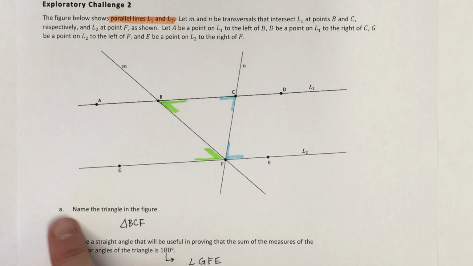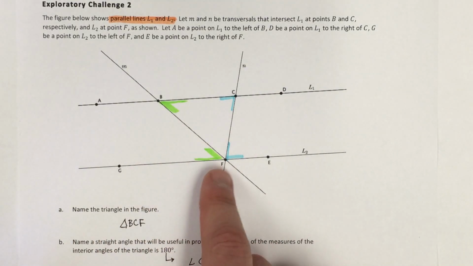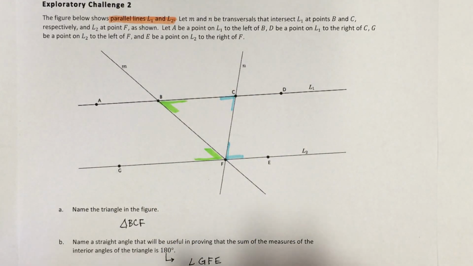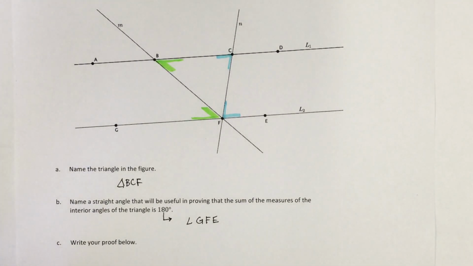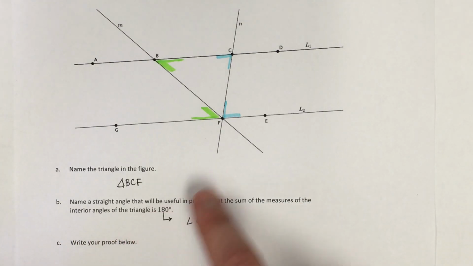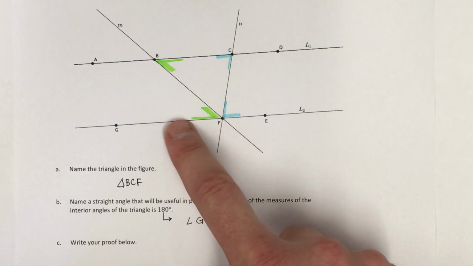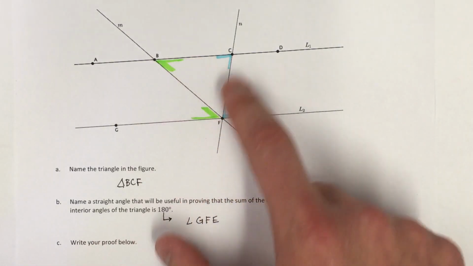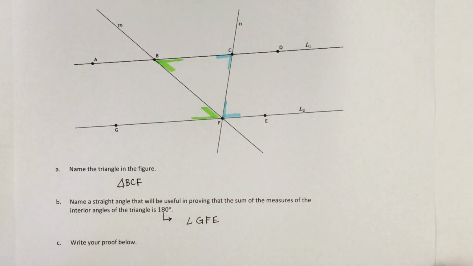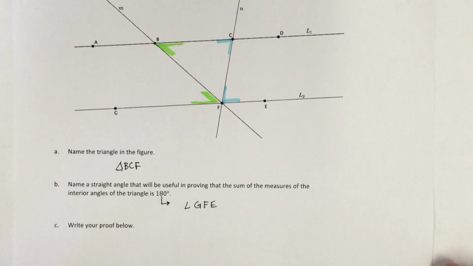Letter A says name the triangle. So I look at the triangle. The three vertices that make up the triangle are B, C, and F. The second question says state or name the straight angle that will be useful in proving the sum of the measures of the interior angles of the triangle is 180 degrees. So I want to use the bottom parallel line, which is line number 2, as opposed to the top parallel line, because it groups all three adjacent angles, and if we have adjacent angles on a line, we know that they sum to 180 degrees.